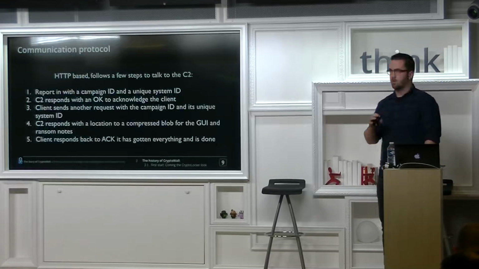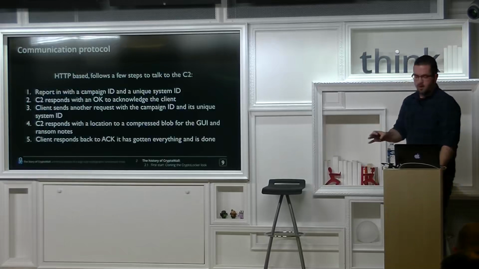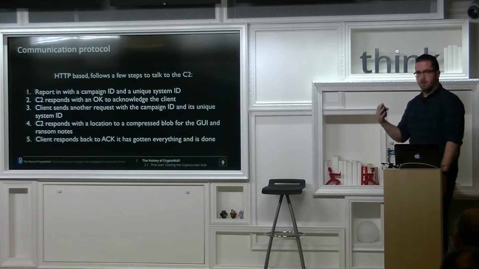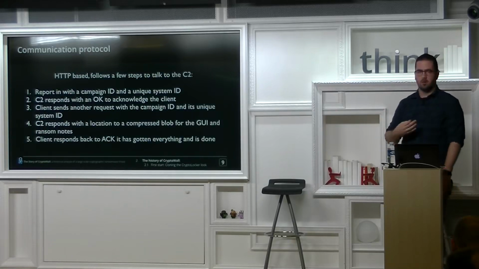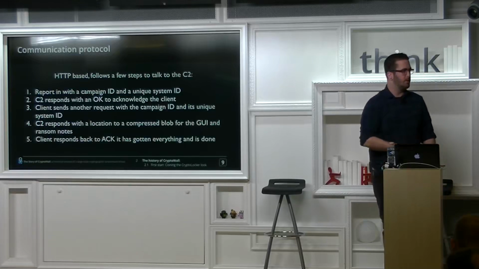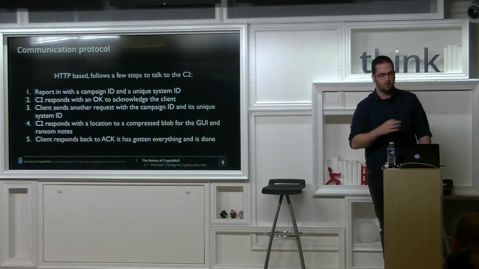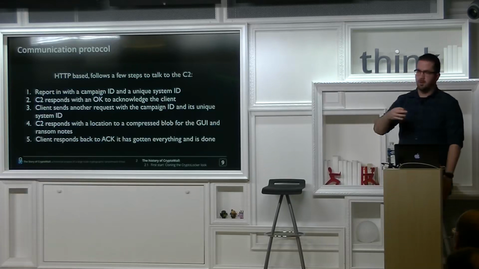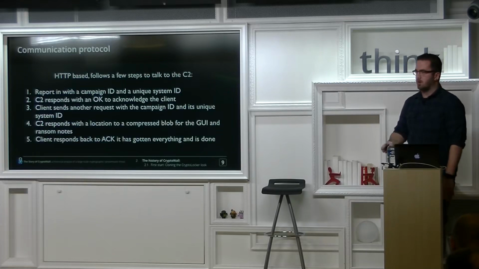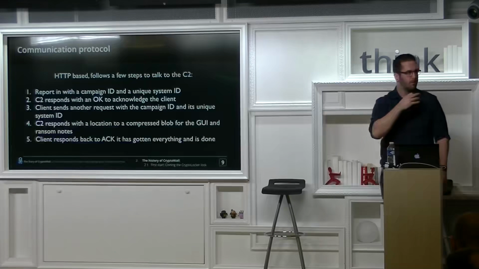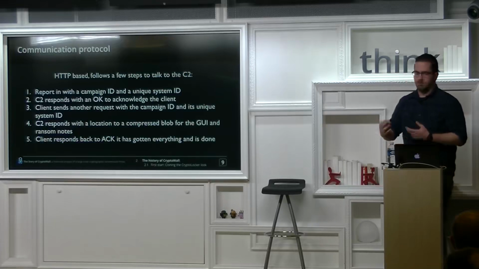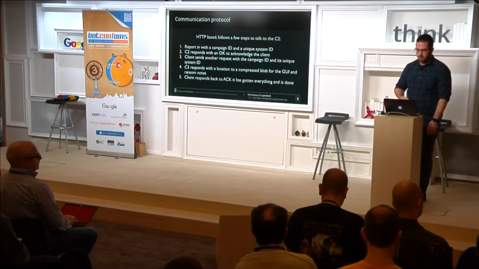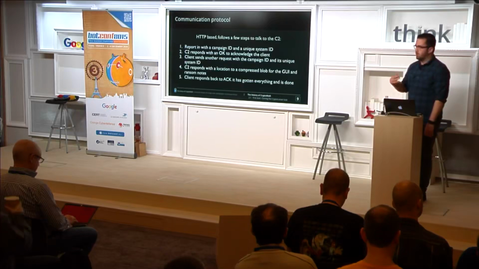Communication protocol, really simple, just plain HTTP. When an infection would start, it would report in with a campaign ID, which is nothing more than an identifier. So on their backend, they could just filter on specific campaigns. Let's say something was being spread via email, they would tag it with email 1. Something spread via exploit kits, they would tag it exploit kit 1. So they could know where it was coming from and possibly what was the most successful way to spread around. So it checked in with the unique system ID.